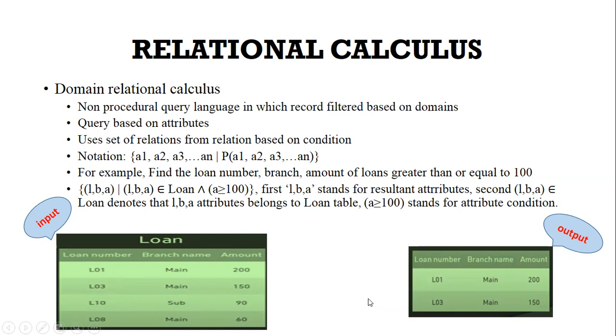The difference between tuple relational calculus and domain relational calculus is that in tuple relational calculus the data is retrieved based on the tuple value. Here the data is retrieved based on the domain. There we mention only the T, but here we mention all the domains that we are going to retrieve.